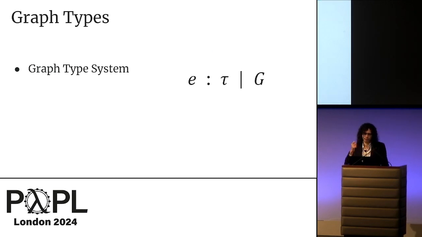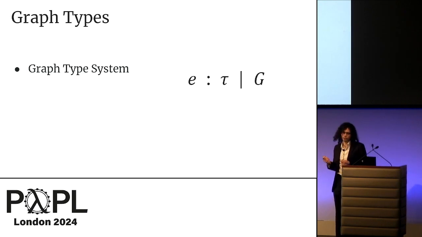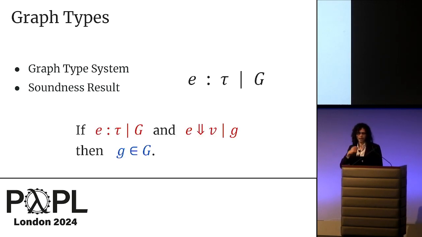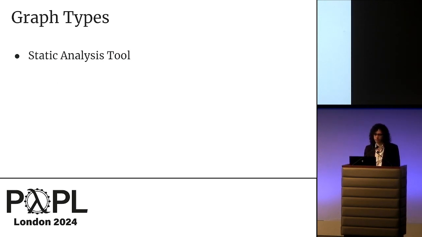Now, graph types are derived using a graph type system, where we have a typing judgment that assigns both a standard type tau as well as a graph type G to the program. And one of the key properties of a graph type system is that it is sound, which we define as meaning that if we assign a graph type to a program and the program evaluates in a way that corresponds to a dependency graph little g, then the dependency graph is going to be in the set of graphs represented by that graph type.